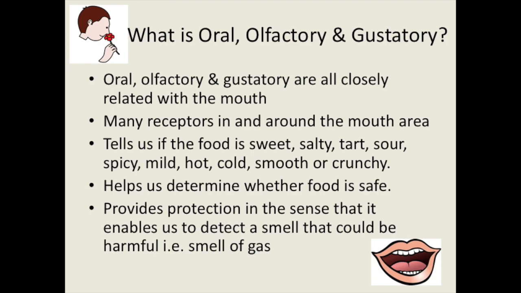It allows us to know whether food is sweet, salty, tart, sour, spicy, mild, hot, cold, smooth or crunchy. It helps us to determine whether food is safe. And it provides protection in the sense that it enables us to detect a smell that could be harmful, for example, gas. Our oral sense affects our level of alertedness and is used to regulate and organise as well as comfort. For example, giving a young baby a dummy or alerting a child by sucking on something sour.